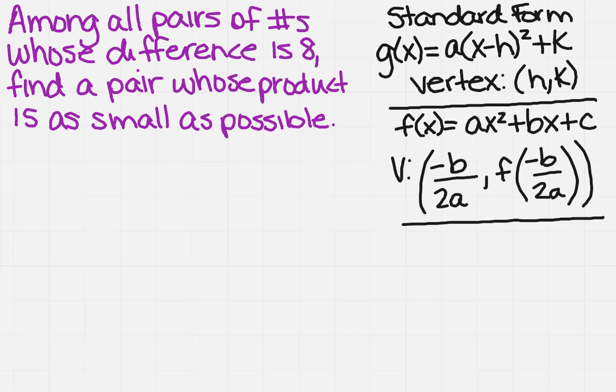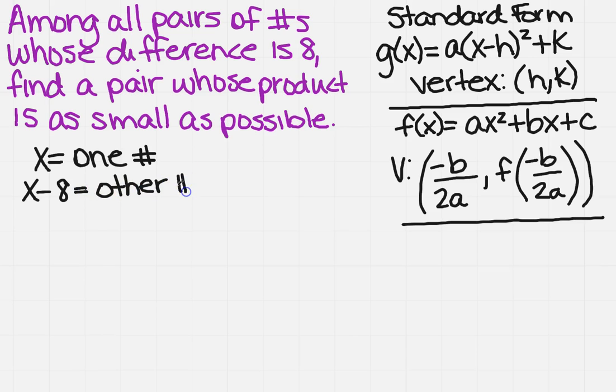We've got to come up with some variables. So I know I need a number, right? I'm going to let x equal one of my numbers. And then as I'm reading through, it says difference is 8. So the difference between the number I just picked and another number is going to be 8. So my other number is going to be x minus 8. I know it's kind of vague, I'm sorry. Alright, so I've got that.